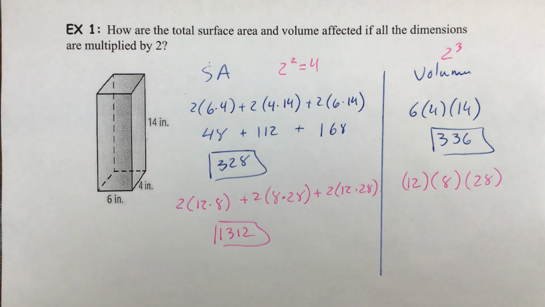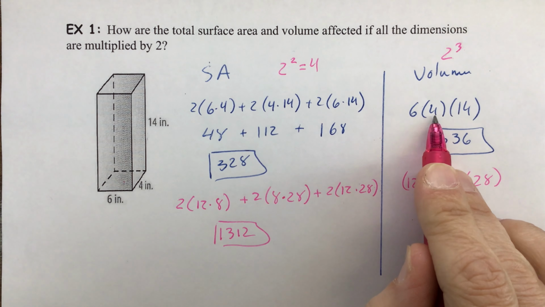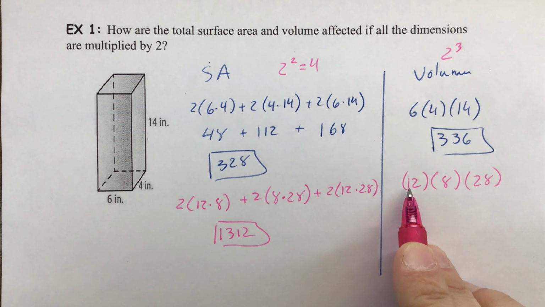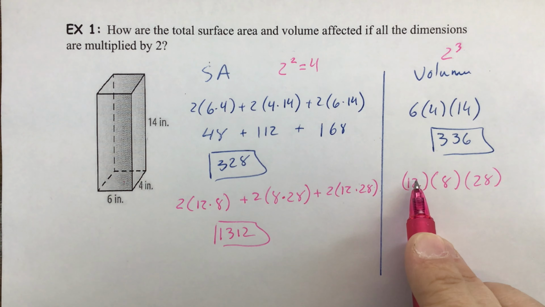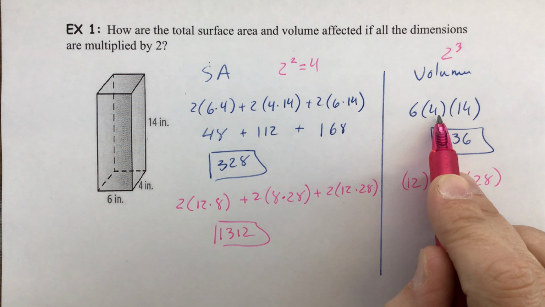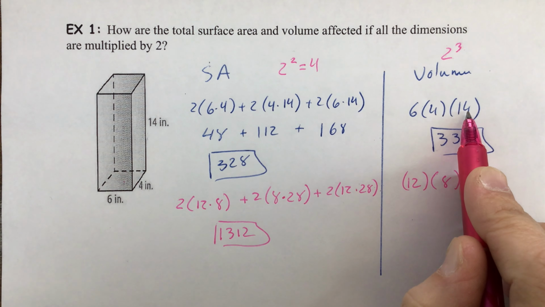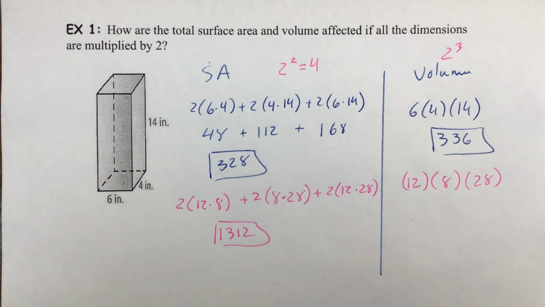the 2 cubed inside of this. You can see the 2 account for itself 3 times because of an easy comparison. You've got 6, you got 4, you got 14 originally. The 12 is actually just 6 times 2, so that accounts for one of your 2's. The 8 is going to be 2 times 4, so that's that second 2. Then 28 is going to be 2 times 14, which accounts for your third one.